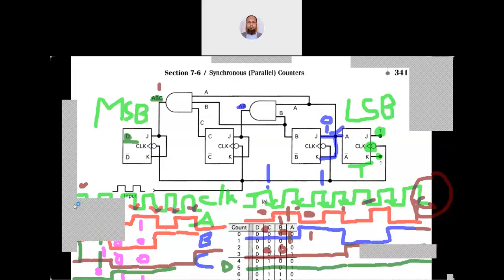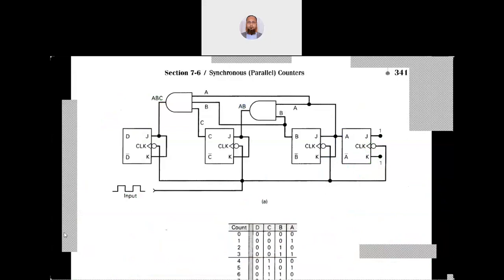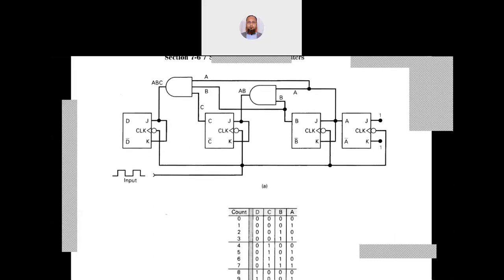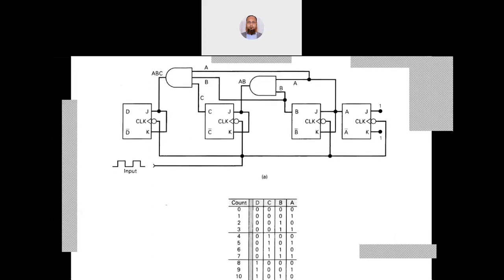So I'm going to clear all these drawings. Okay, so now the things are clear. Okay, so what we were discussing was this, where the D flip flop is changing the states.